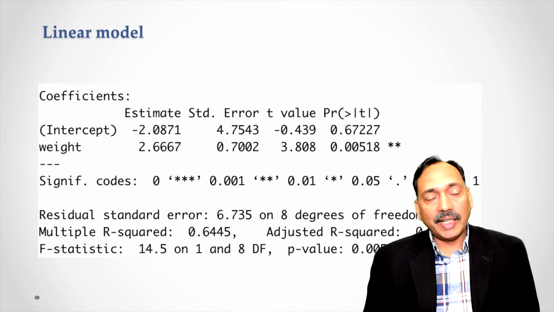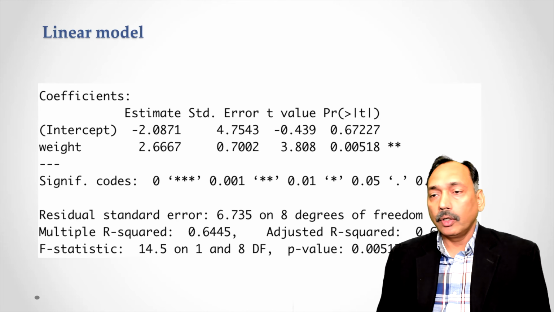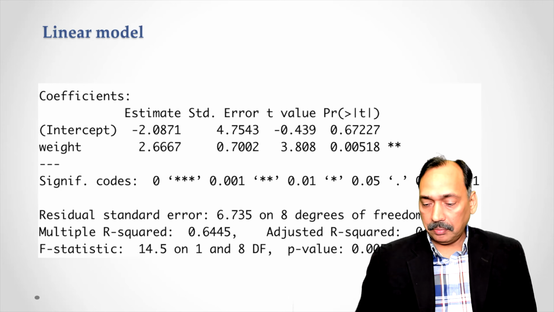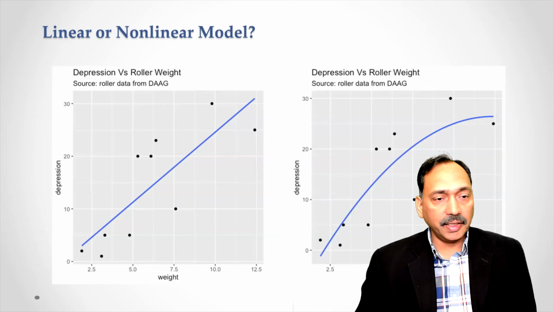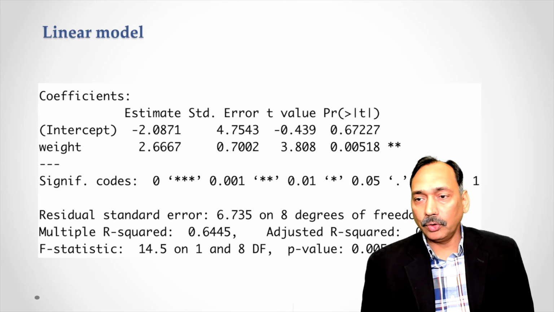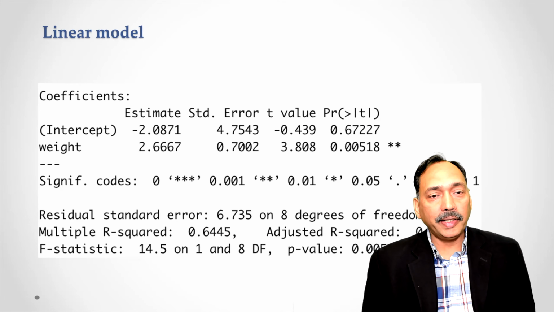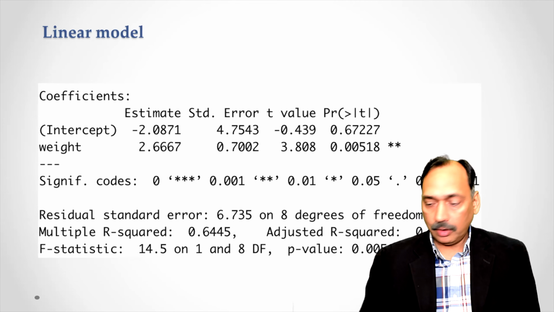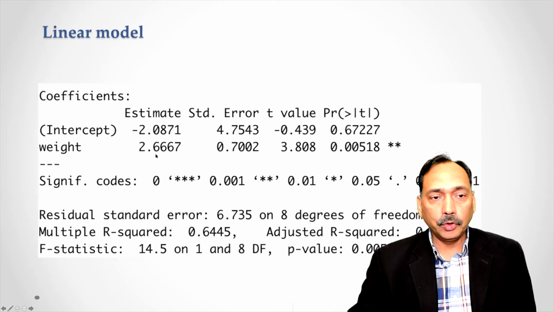And then the slope of the line is 2.6. The interpretation of that is, if weight increases by 1 unit, the response, which is depression here, is likely to change by about 2.7 units. So any unit change in weight is going to change the response variable by 2.6.